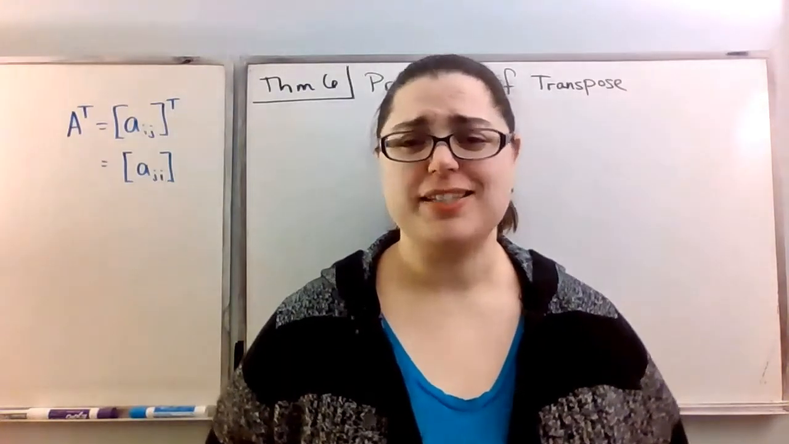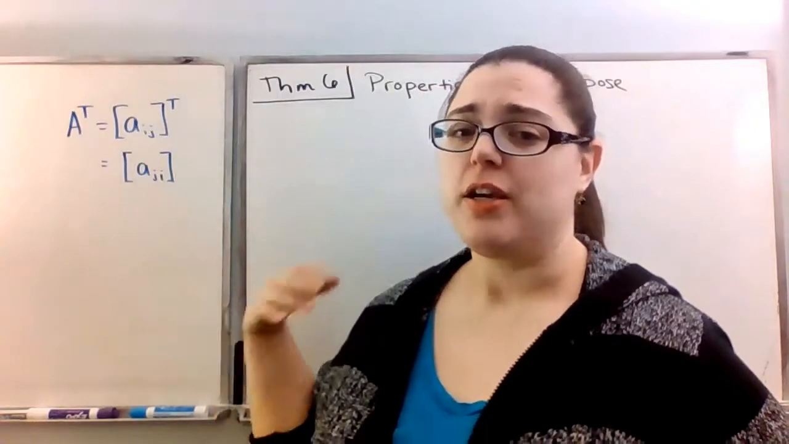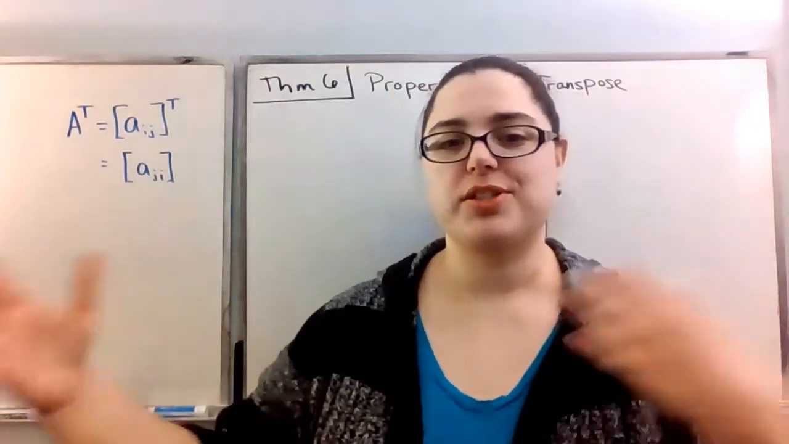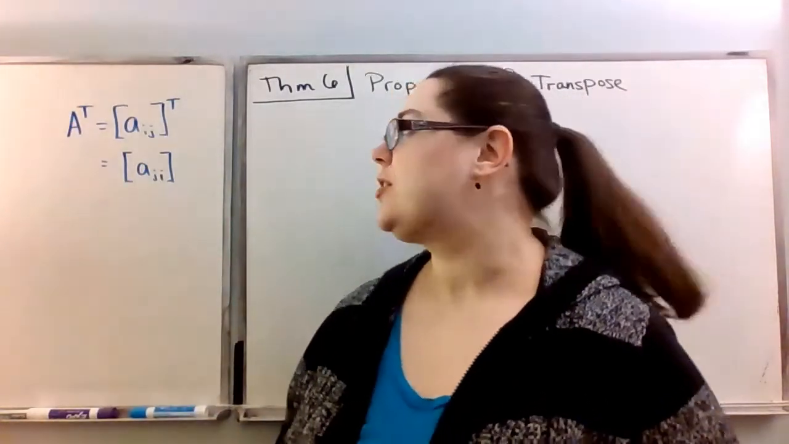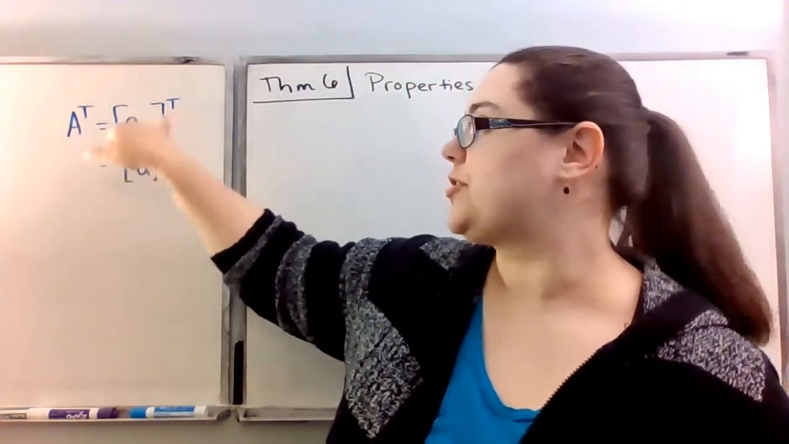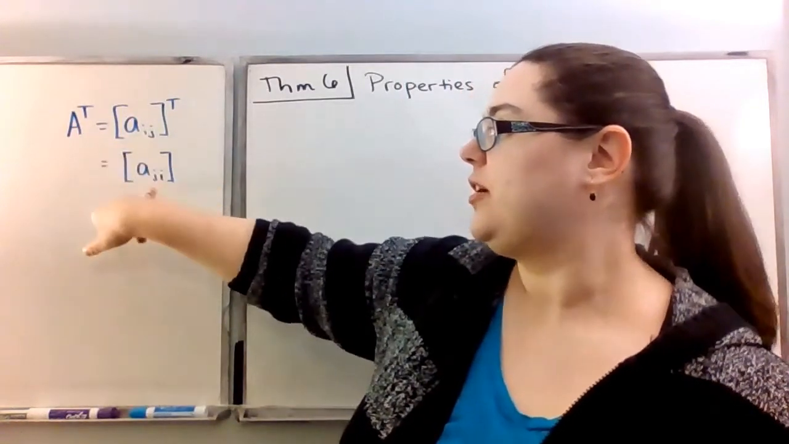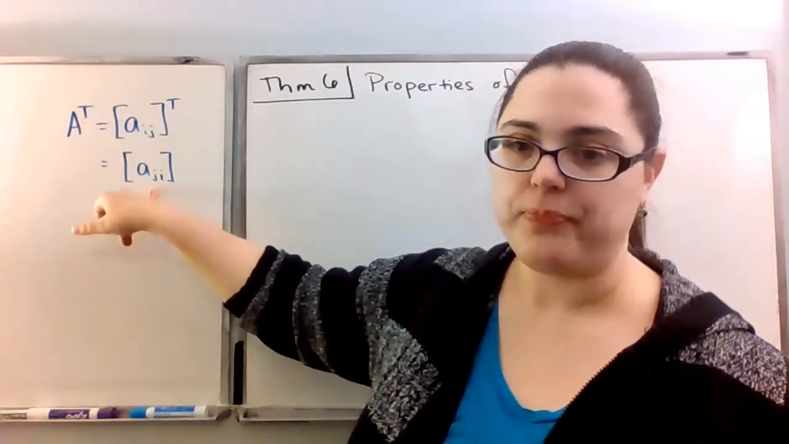Before we jump into this, I did want to remind us of what the definition of transpose is. In layman's terms, we switch the rows and the columns, right? So A transpose is going to be the matrix Aij transposed. And what that means is we take that ij and we switch the order to ji.